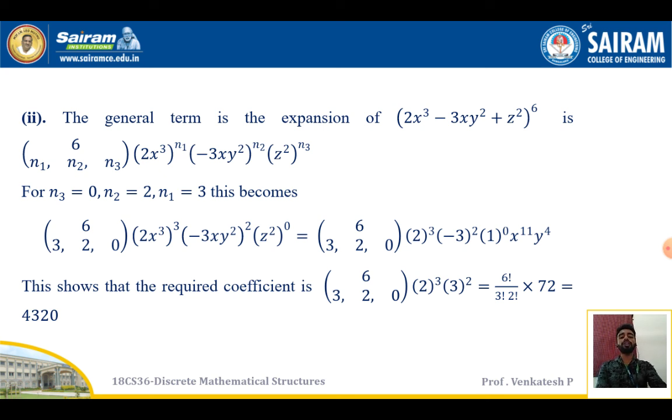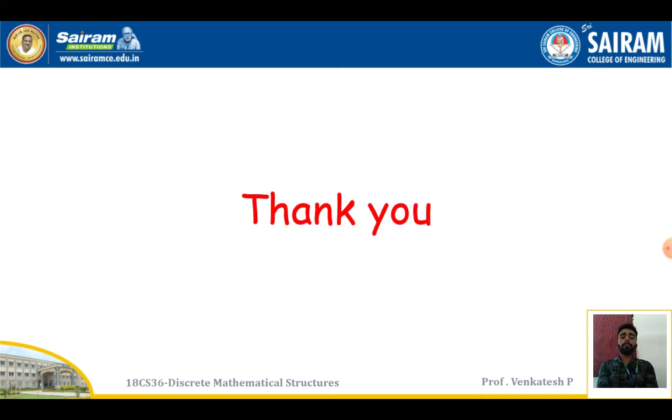On further expansion of this, I'll be getting 6 factorial by 3 factorial into 2 factorial into 72. On expanding this, I'll be getting the value 4320. Okay, this is regarding binomial and multinomial theorems. In the next class, I'll be discussing combinations with repetitions. Thank you.